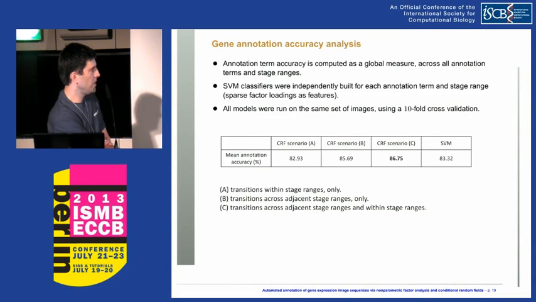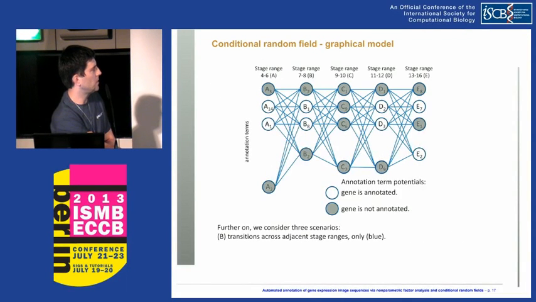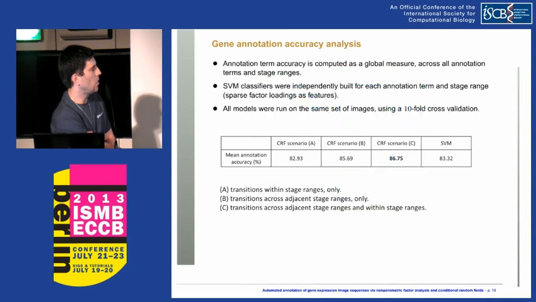And the first scenario is maybe a little bit surprising. It's rather close to a standard SVM. So within-stage transitions didn't really help in terms of annotation accuracy. However, when we move to the next scenario using this type of temporal transitions, we did show an improvement, whereas the third scenario, which uses all kinds of transitions, shows an improvement of 3.4, 3.5%.